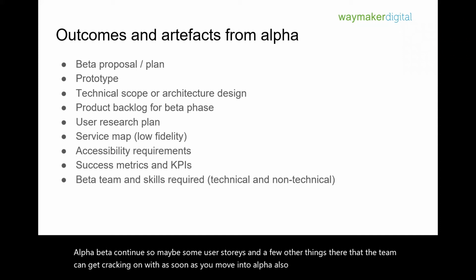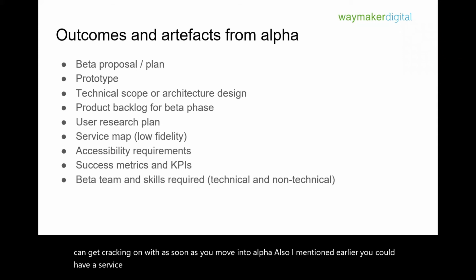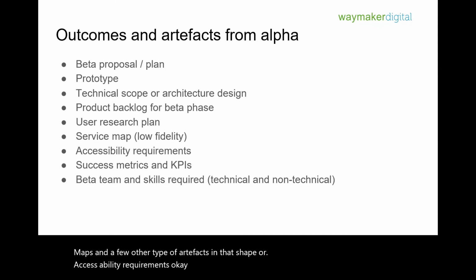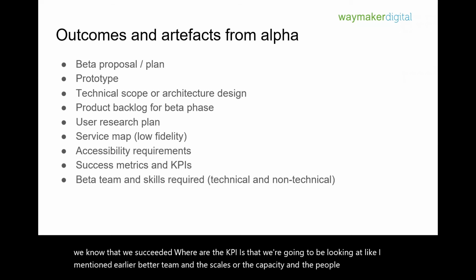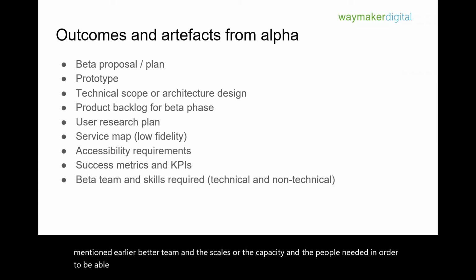Also, I mentioned earlier, you could have a service map as well, which is basically the map of the entire service and how your service fits into the wider journey. So you could have a service map, customer journey maps, and a few other types of artifacts in that shape or form. Accessibility requirements: how are we going to make sure that our service is inclusive and accessible? And also, how do we measure success? What are the success metrics? How do we know that we've succeeded? What are the KPIs that we're going to be looking at? Like I mentioned earlier, the beta team and the skills, capacity and people needed in order to be able to move into beta.